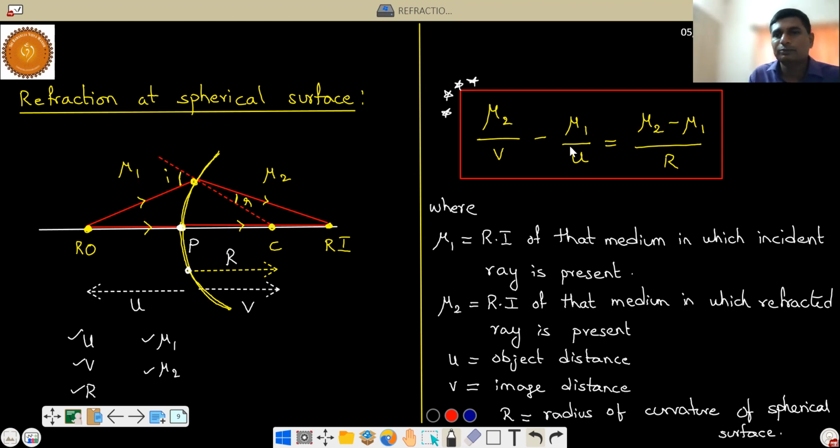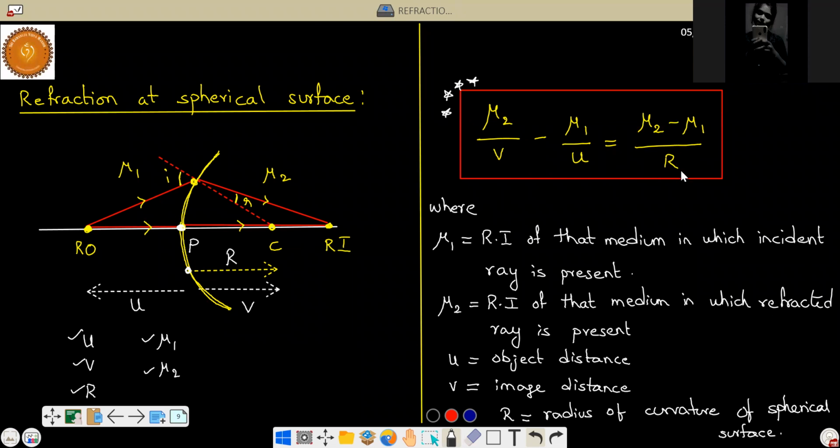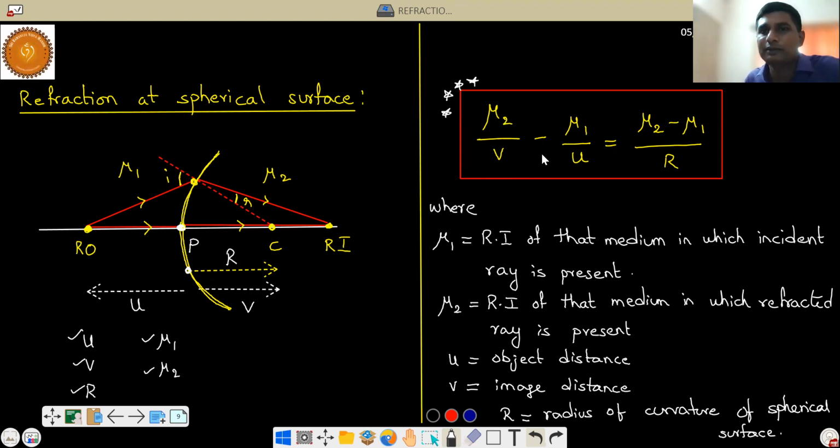Please note down this formula, very important: mu2 by V minus mu1 by U is equal to (mu2 minus mu1) by R. Now, if this spherical surface happens to be a plane surface, then what is R? Infinity. So 1 by infinity is 0. So mu2 by V minus mu1 by U equal to 0 is refraction at a plane surface. If you understood this formula, then refraction for both surfaces is covered, spherical and plane. In fact, if you understood this one, you understood refraction.